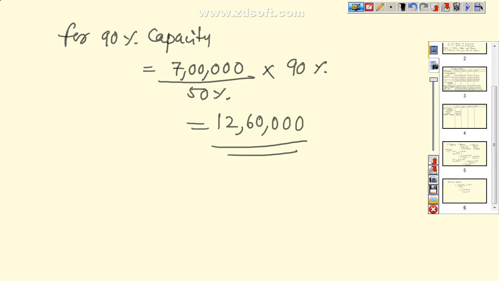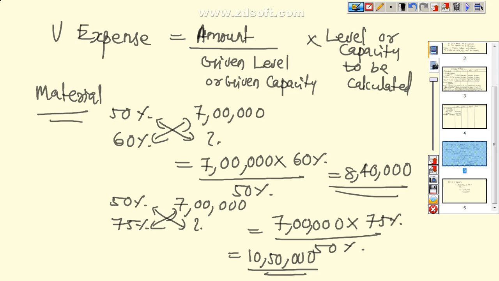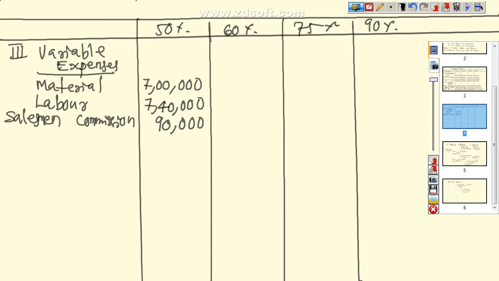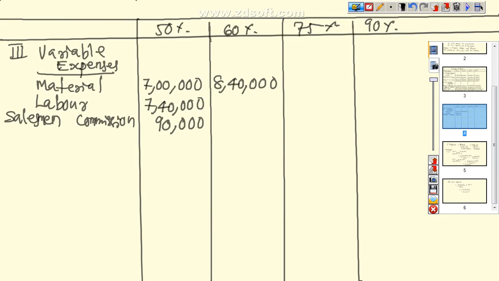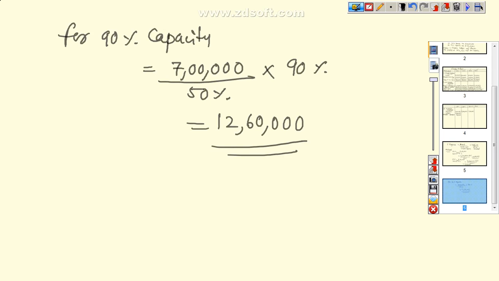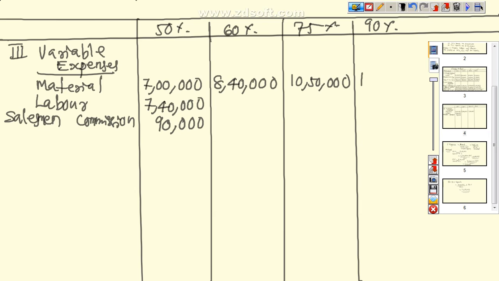So we have to write the answers in this main table. First answer is 8 lakh 40,000, so we write it here. For 75% capacity we have calculated 10 lakh 50,000, so we write it here, and for 90% capacity 12 lakh 60,000, so we write it here.